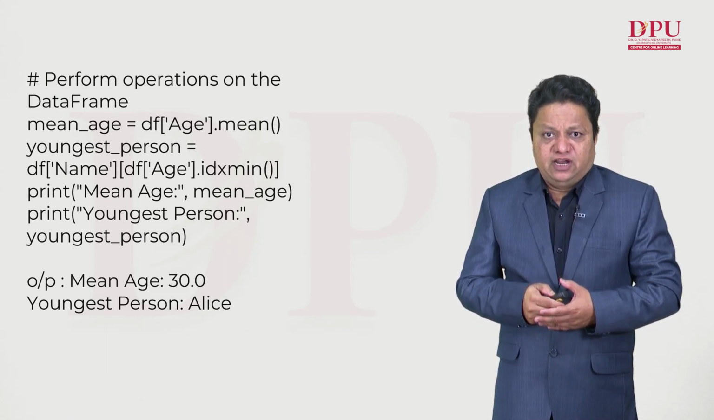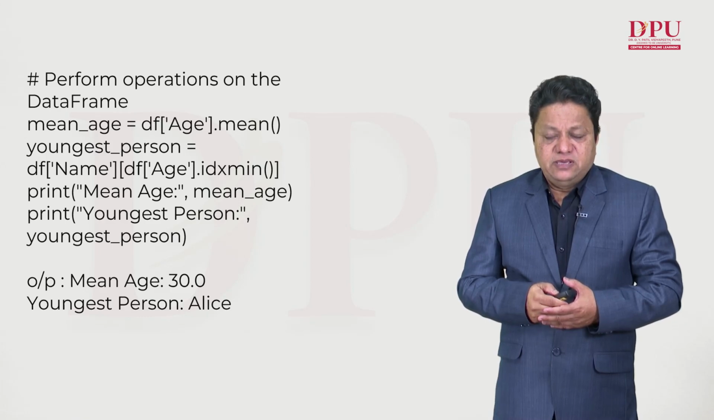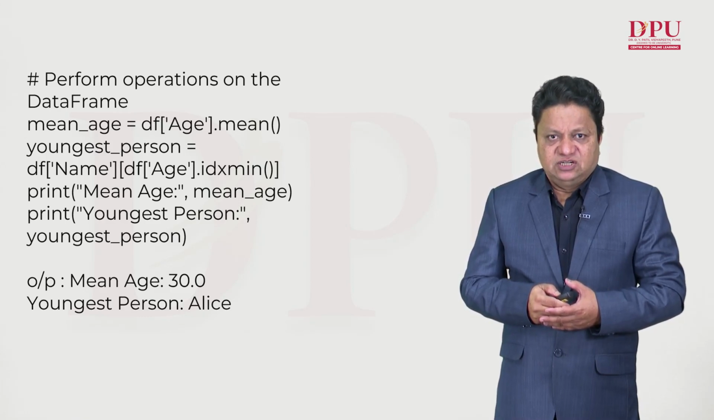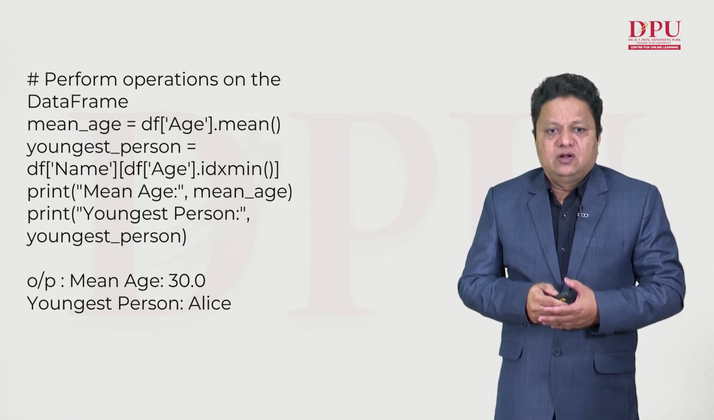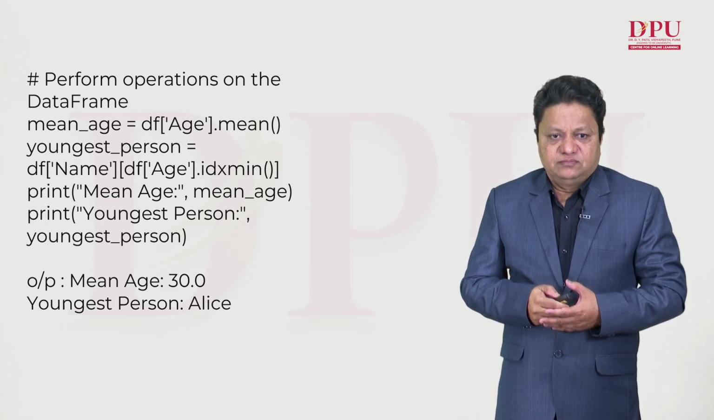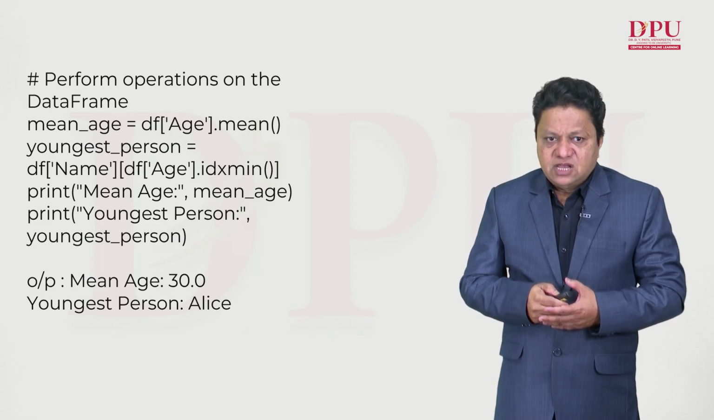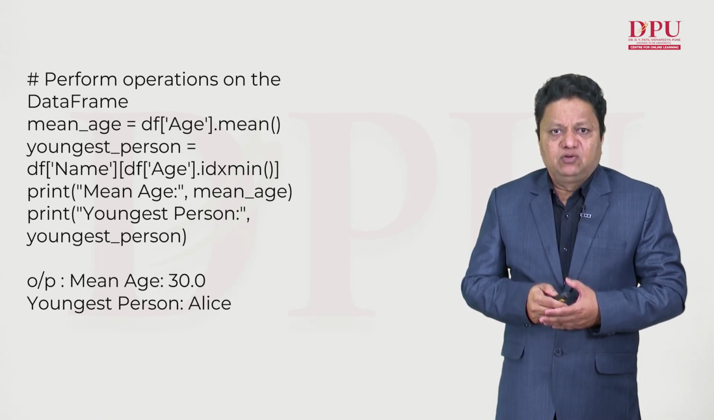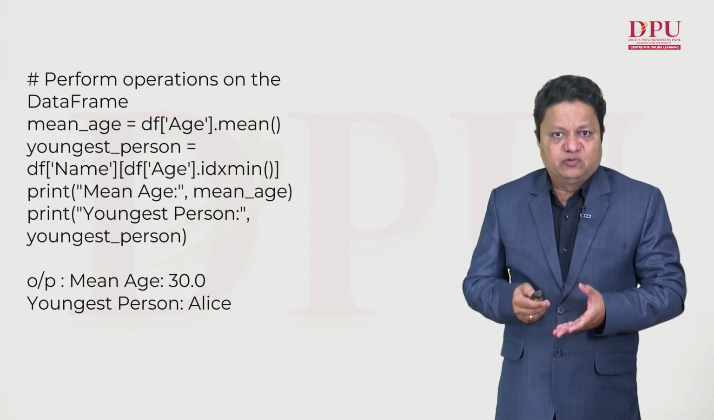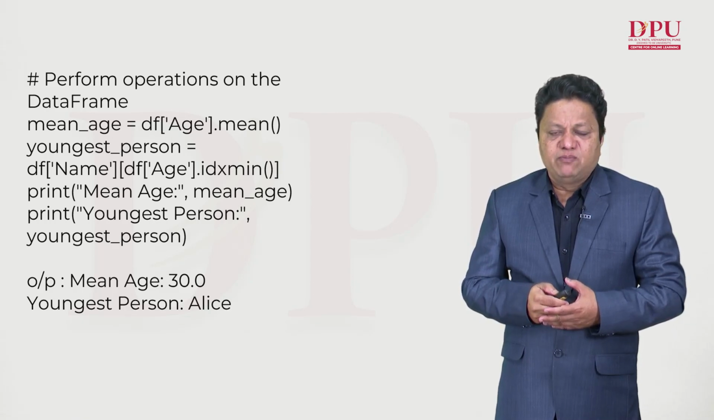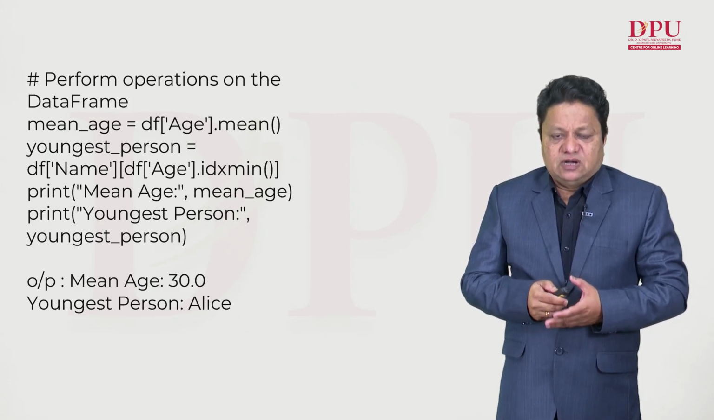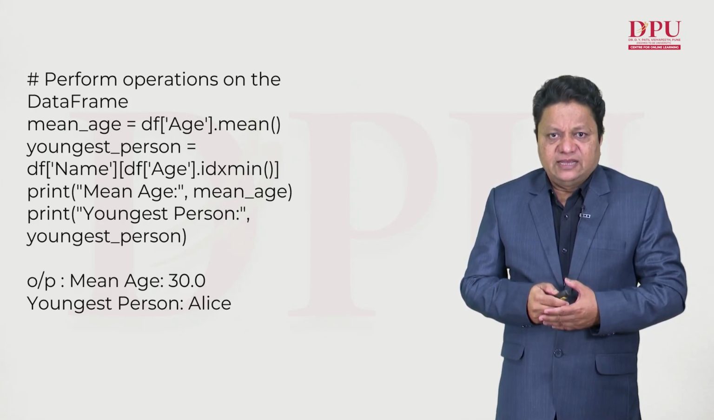Again, if I have to find out the youngest person's age, I can call upon the function idxmin on my data frame. For example, youngest_person is equal to df, in the square bracket I have to pass the key as name. I want to find out the name of the youngest person. I have to give the name as the argument.